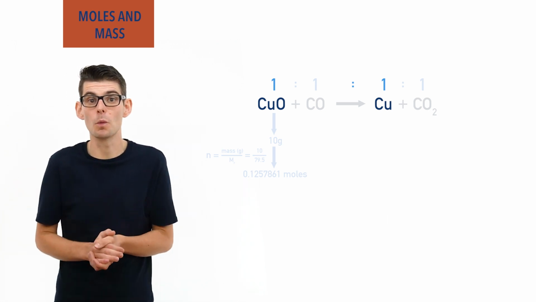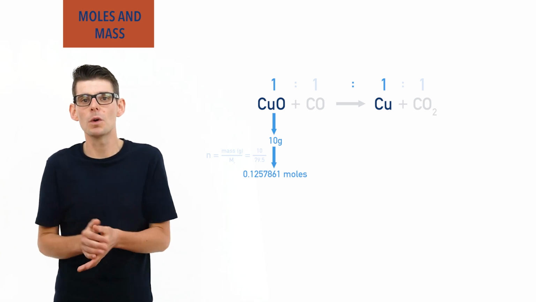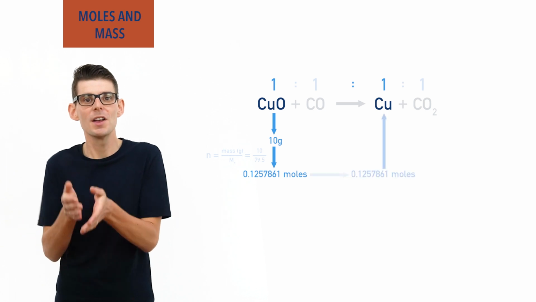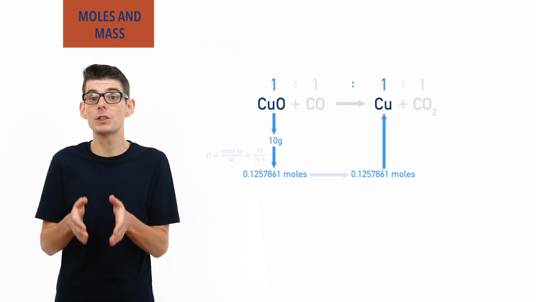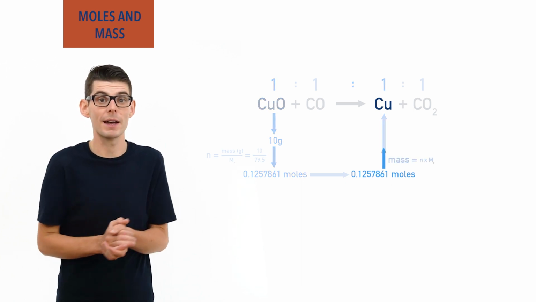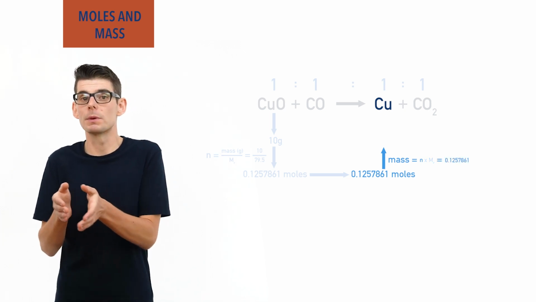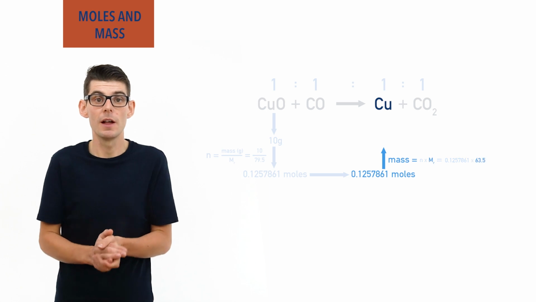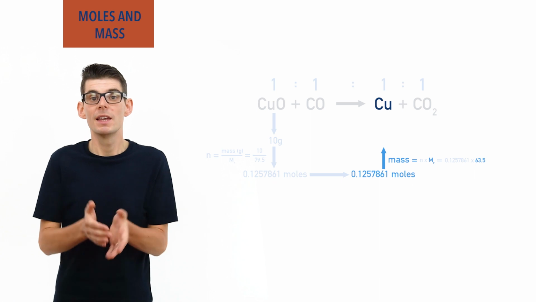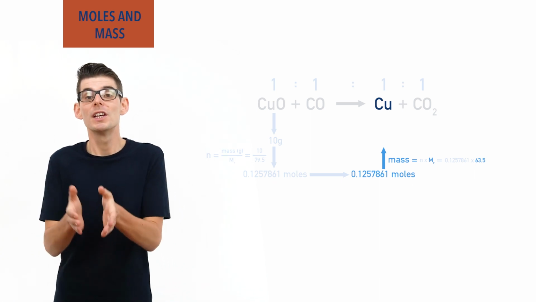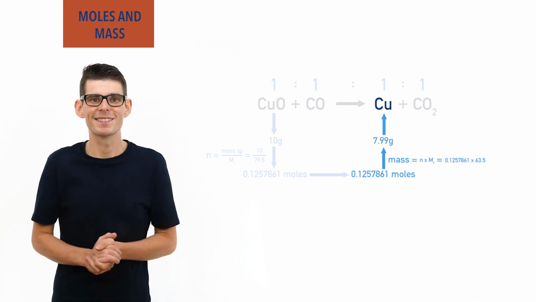This means if 0.1257861 moles of copper-2 oxide is reacting, 0.1257861 moles of copper should be produced. The mass of this many moles of copper can be found using mass equals moles times molar mass. The moles is 0.1257861 and the relative atomic mass of copper is 63.5, meaning its molar mass is 63.5 grams per mole. 0.1257861 times 63.5 equals 7.99 grams of copper.